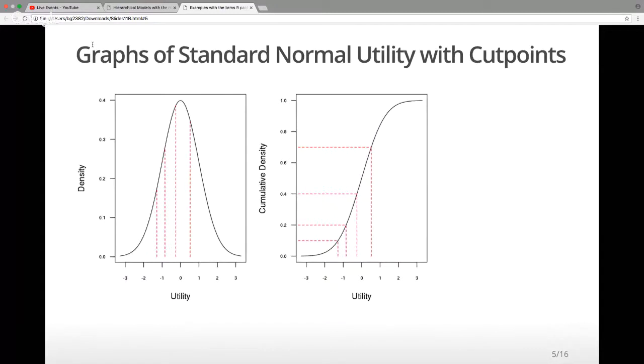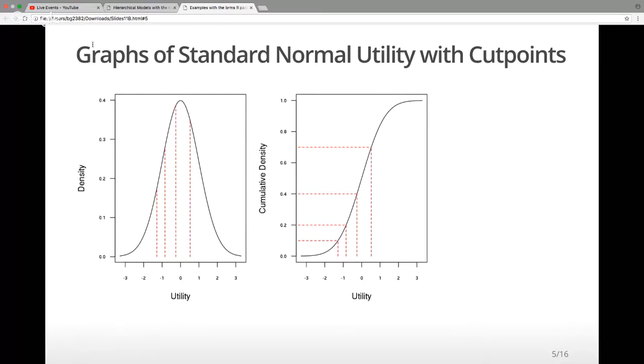So we can see this in graph form. This is being used with standard normal utility. I did standard logistic on the previous slide. So we have a standard normal PDF here in black, and we have vertical red lines indicating not necessarily equally spaced cut points. If your utility value falls below the first cut point, which looks like negative 1.25 or so, if you're in here, that means your observed value is going to be 1.